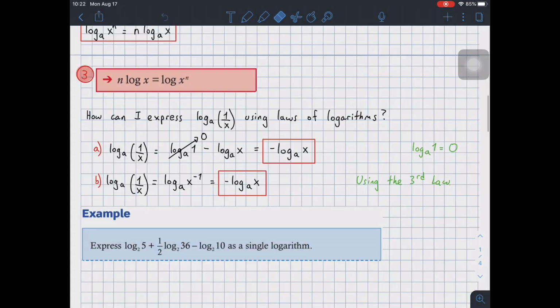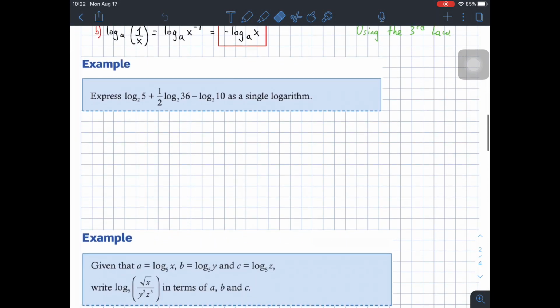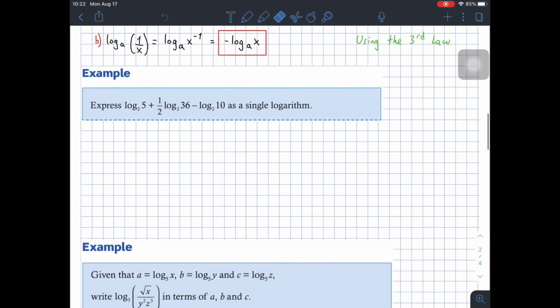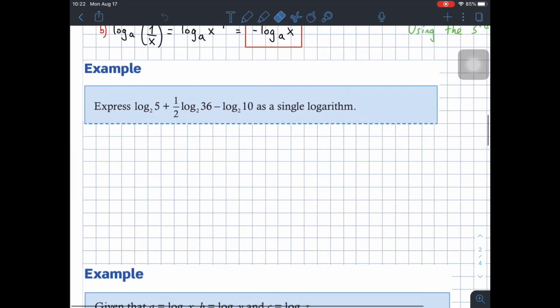Okay, so let's go back and let's see the example. It says, express logarithm base 2 of 5 plus a half logarithm base 2 of 36 minus logarithm base 2 of 10 as a single logarithm. Okay, so the first thing I see is that all of the logarithms have the same base, right? Log base 2, log base 2, log base 2. So I will be able to join them as a single logarithm because of this reason, right?